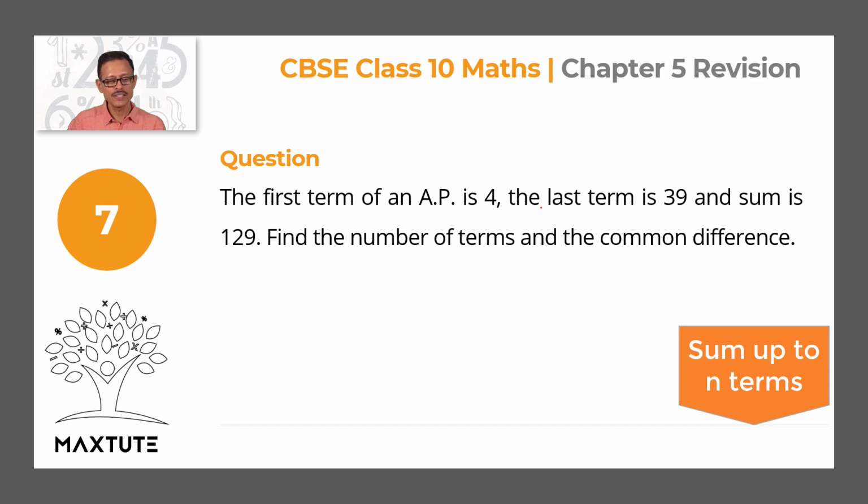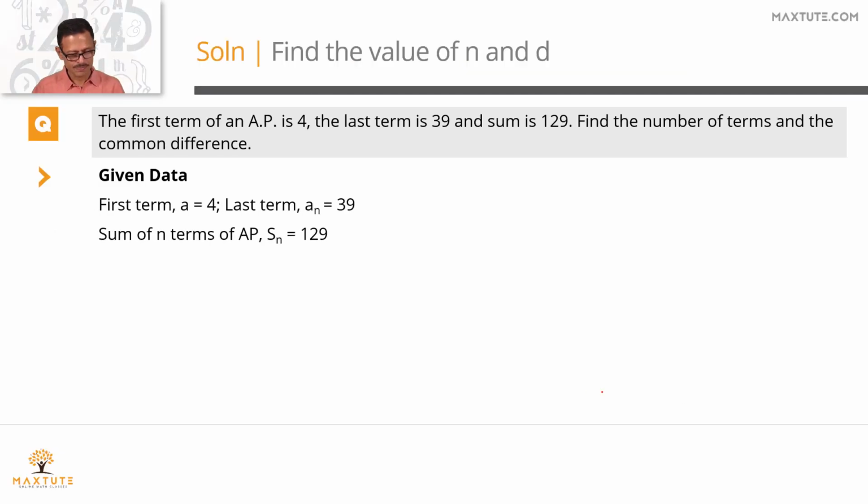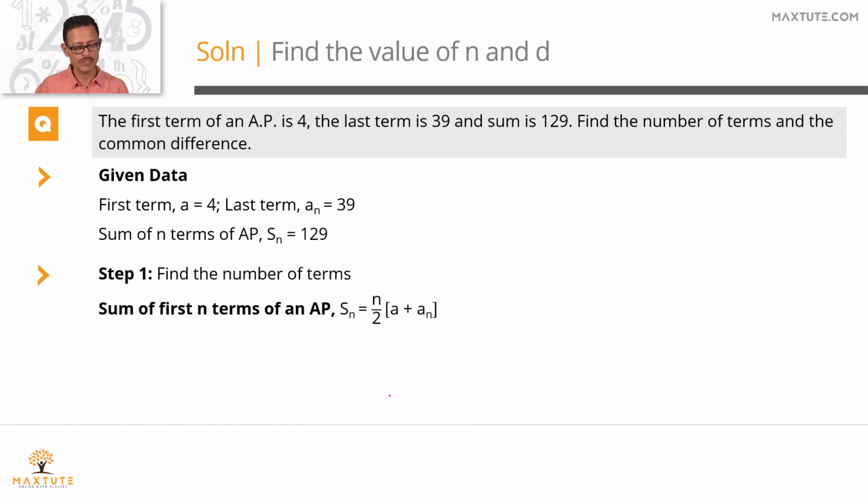The first term of an AP is 4. Last term is given. We know the first term, we know the last term. The sum of all of these terms is 129. What we need to find out is n. We need to find out the common difference. Let's get started. Sum is given, first term is given, last term is given. So let's go with the first term, last term, and compute the number of terms.